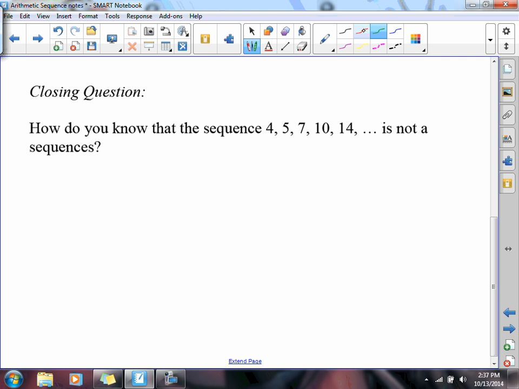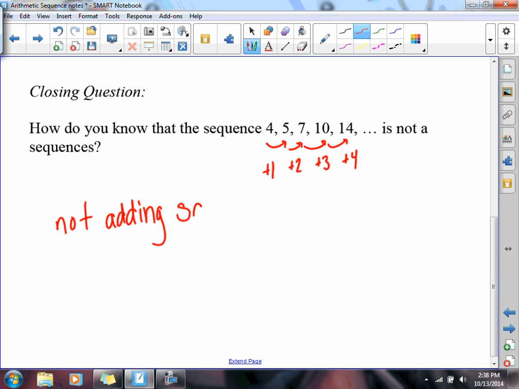So let's take a look at it. What are we adding as we go from left to right? What are we adding to go from 4 to 5? We're adding 1. What am I adding to go from 5 to 7? I'm adding 2. And to go from 7 to 10, I'm adding 3. To go from 10 to 14, I'm adding 4. So it's not a sequence because I'm not adding the same amount every time.